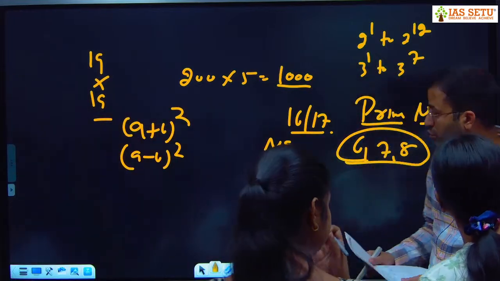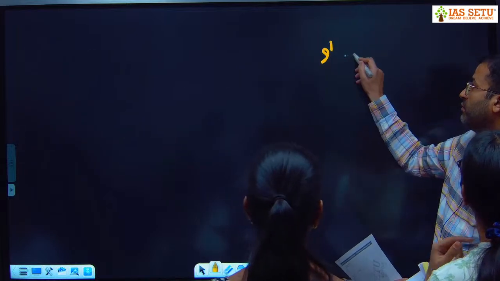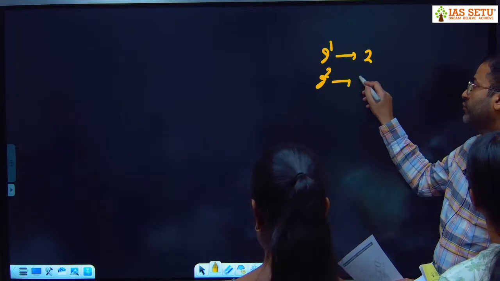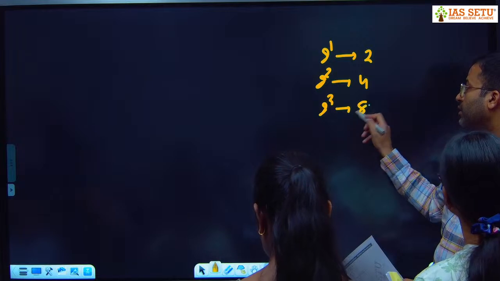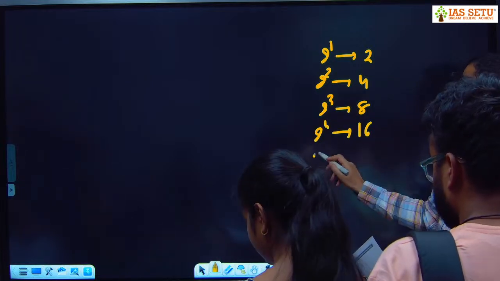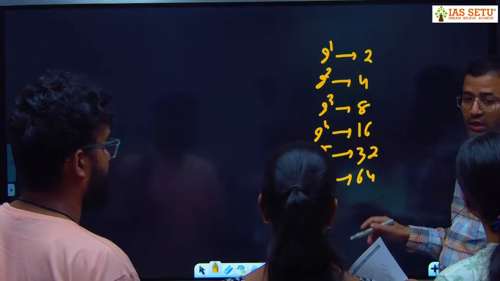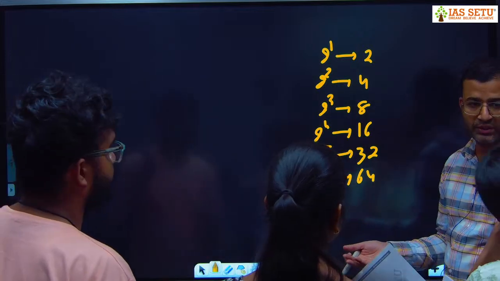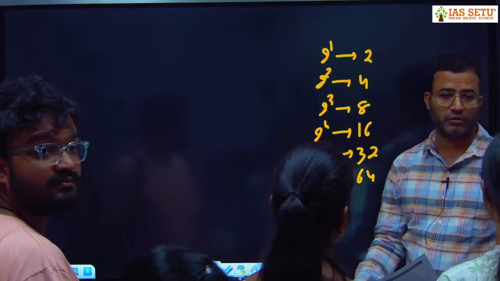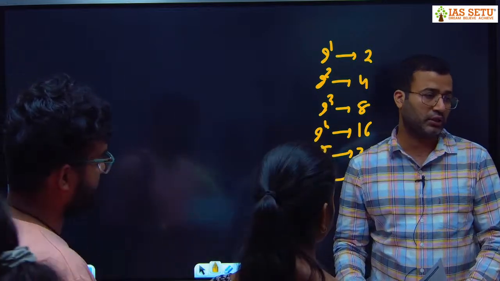2 की पावर 1 to 2 की पावर 12. 2 to the power 1 is 2, 2 to the power 2 is 4, 2 cube is 8, 2 to the power 4 is 16, 2 to the power 5 is 32, 2 to the power 6 is 64. अगर मैंने क्लास में पूछ लिया what is 2 to the power 6, you have to immediately tell 64. I will not give you time to calculate.